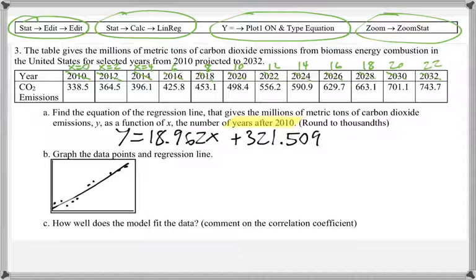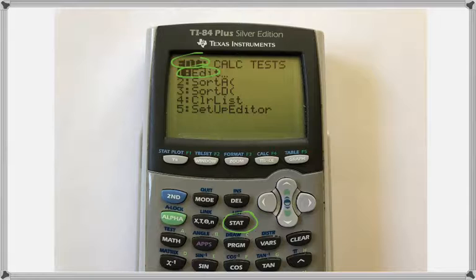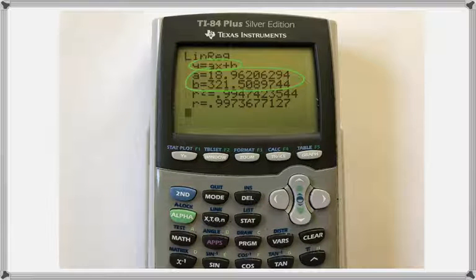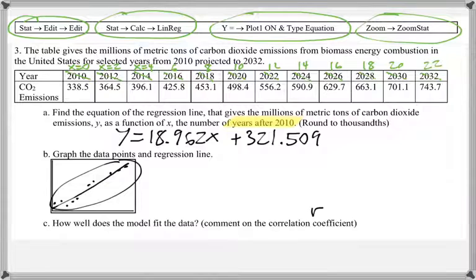Okay, so how well does the model fit the data? Comment on the correlation coefficient. So that's the R value. I mean, we can already see here that the line is very close to the dots. It's a very good representation. But let's check out the R value, because it should be pretty close to 1 or -1. In this case, we can definitely confirm that it's 0.997. So that's excellent. So R is equal to 0.997, which is very good.